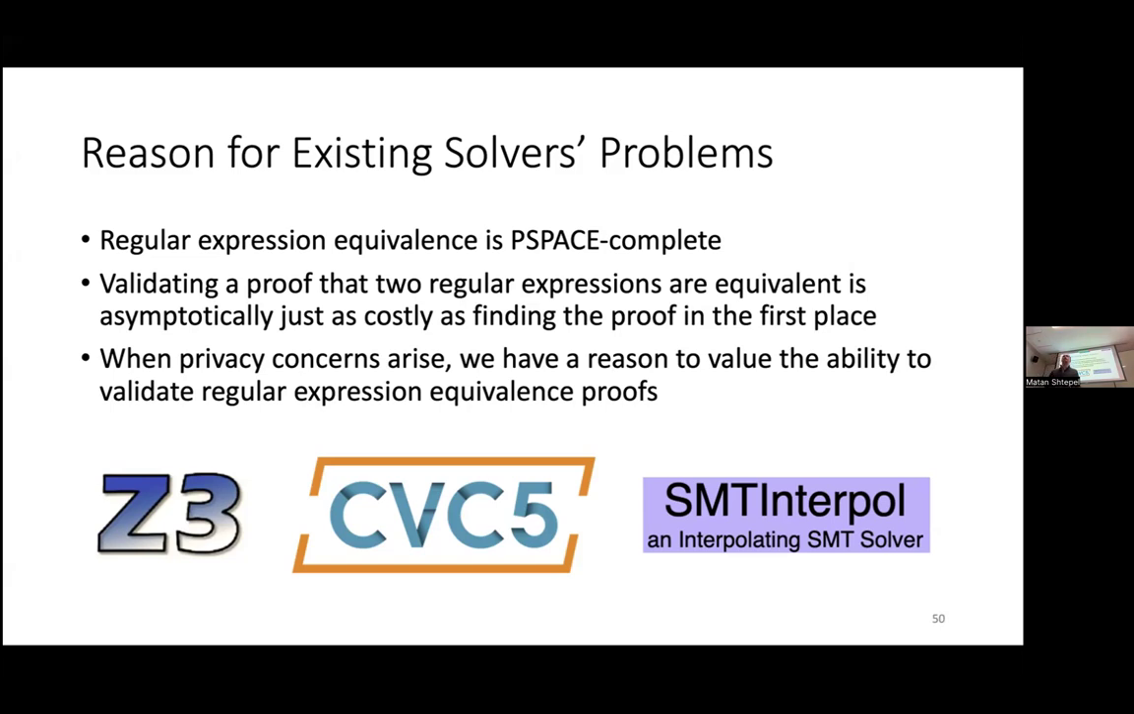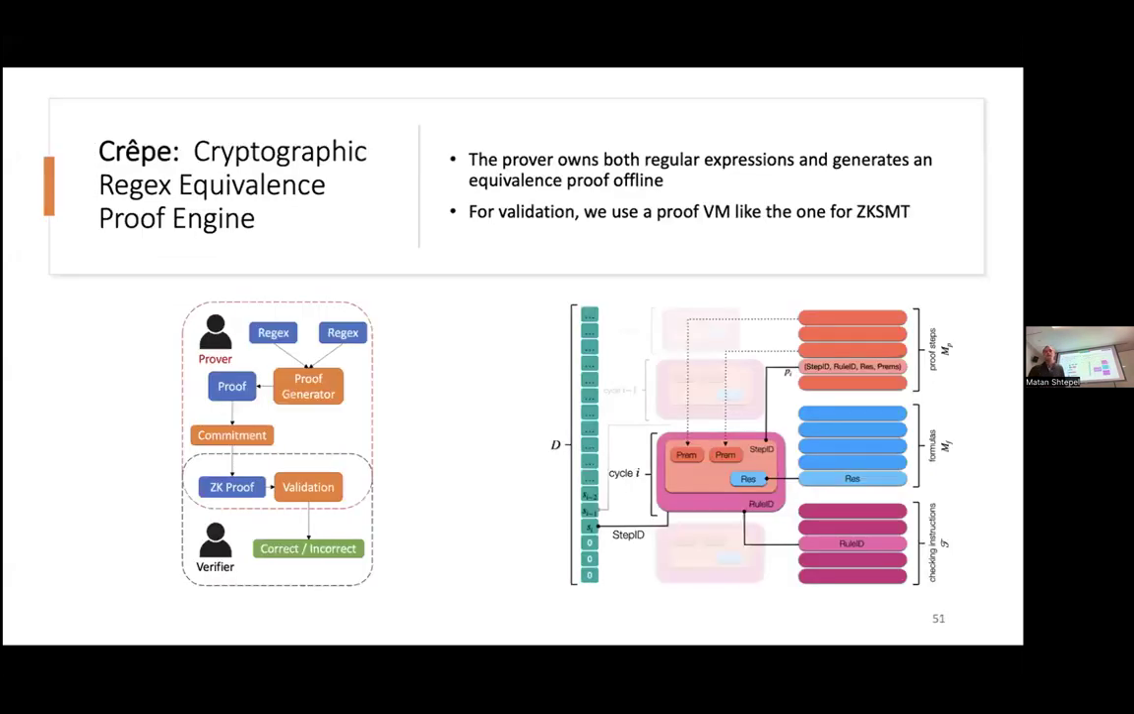However, when we move into the domain of ZK proofs and we have to deal with privacy concerns, we do have a reason to value the ability to validate these regex equivalence proofs because we want to hide the regular expressions that we're proving equivalent to each other. To address that need, we introduce a new ZK protocol named CREPE, which stands for Cryptographic Regex Equivalence Proof Engine. With CREPE, the prover can demonstrate that it possesses a proof that two regular expressions are equivalent without revealing the proof or the regular expressions.